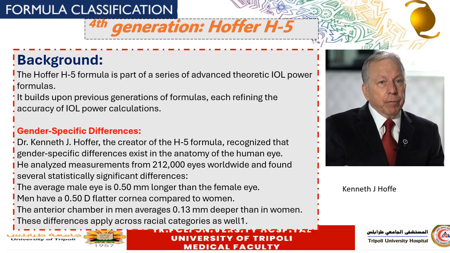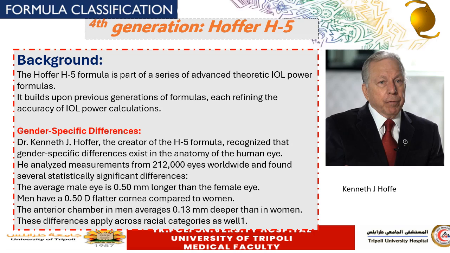So what's the principle behind the Hoffer H5 formula? It's as simple as that. Dr. Hoffer placed the principle of sex differences in the anatomical or biometrical measurements of the eyes. That's to say that instead of using the average axial length for the whole population, for a male patient you need to use the mean axial length of the male population, and for a woman you need to use the mean axial length of a woman, and so on.